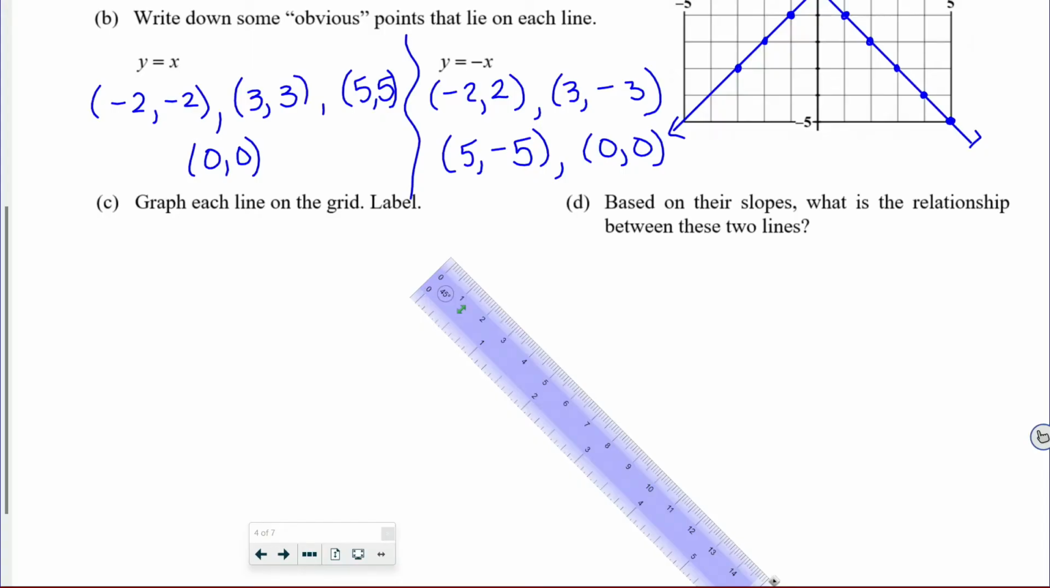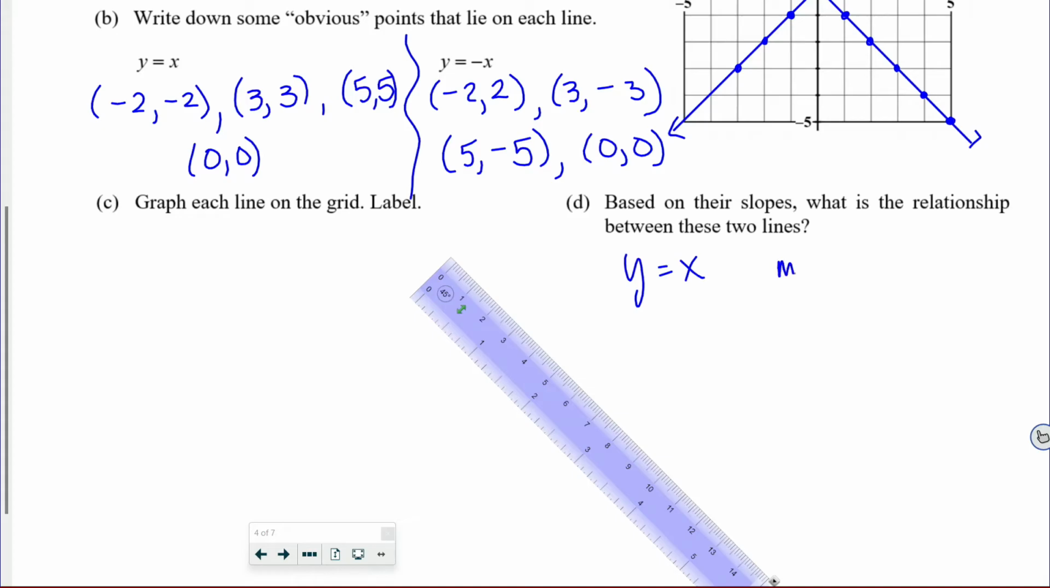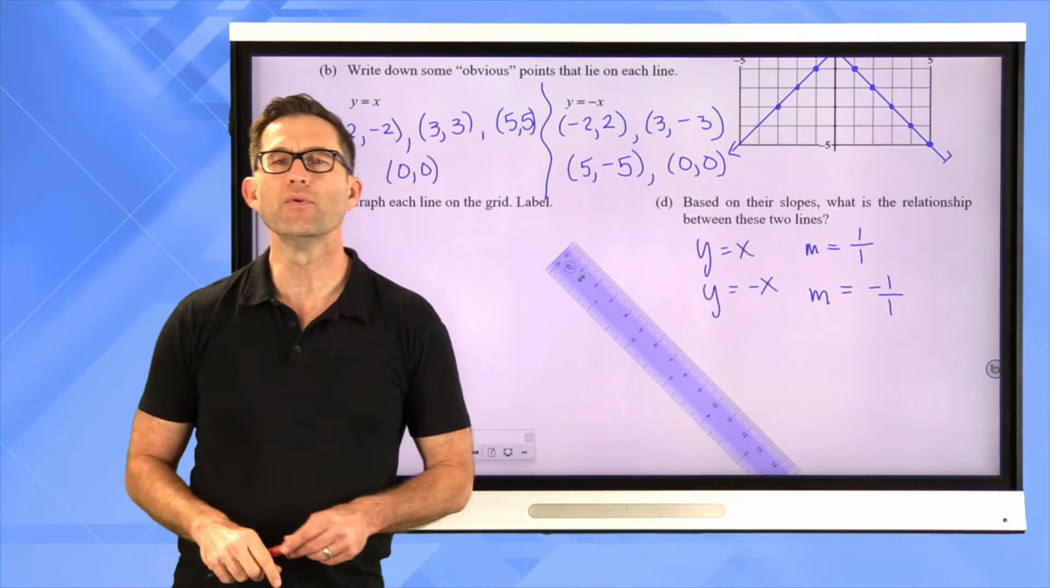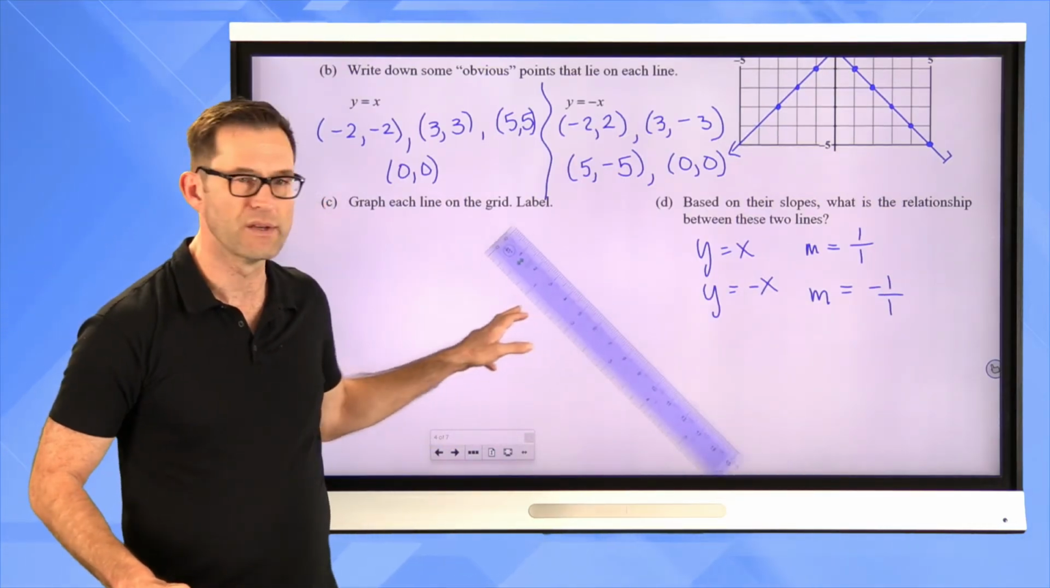Now, our last little piece, right, letter D. Based on their slopes, what is the relationship between these two lines? Keep in mind, right, for y equals x, m was equal to 1, but maybe I'll write that as 1 over 1. And for y equals negative x, its slope was negative 1, but I'll write that as, then here, m was equal to negative 1 over 1. So what is true about those two lines? Pause the video now and see if you can write down a single word that describes their relationship.